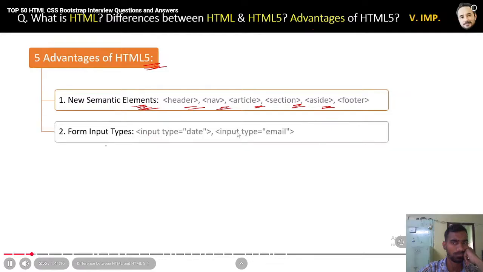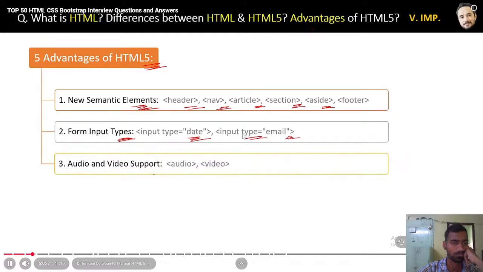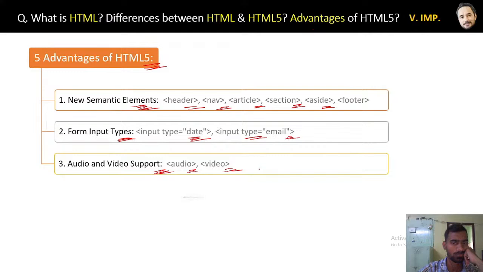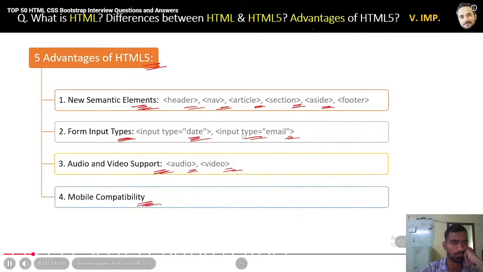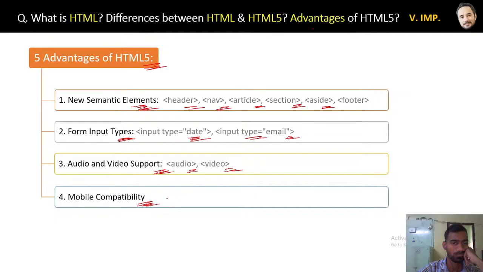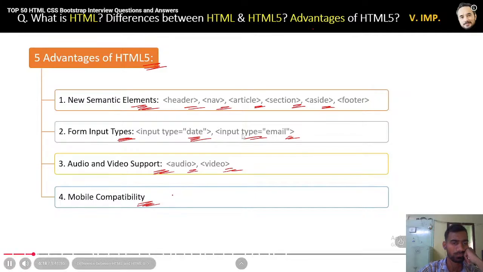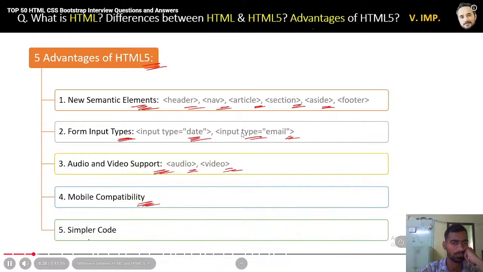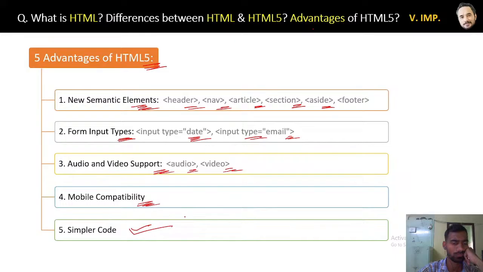Second, HTML5 introduced forms with input types. Okay, for example, type equals to date, type equals to email, etc. Third, HTML5 supports audio and video by using audio and video elements. Fourth, HTML5 provides mobile compatible code. So not just laptop compatible, but mobile compatible also. The last advantage is writing code in HTML5 is simpler than writing code in the old HTML. We will cover separate questions on all of these advantages in upcoming questions.